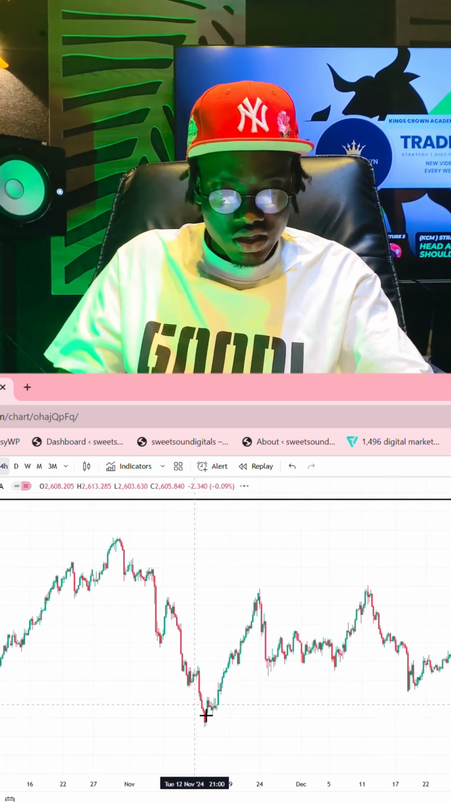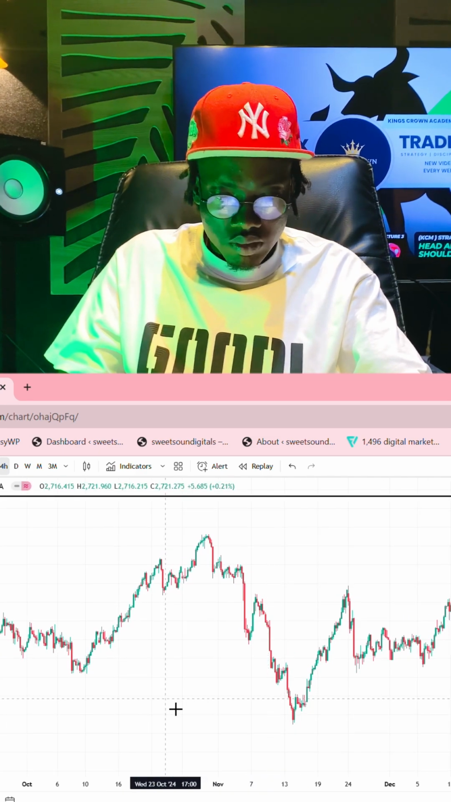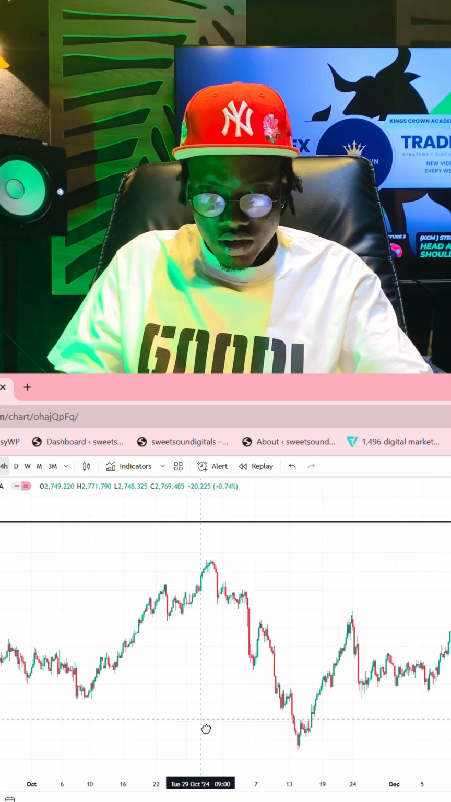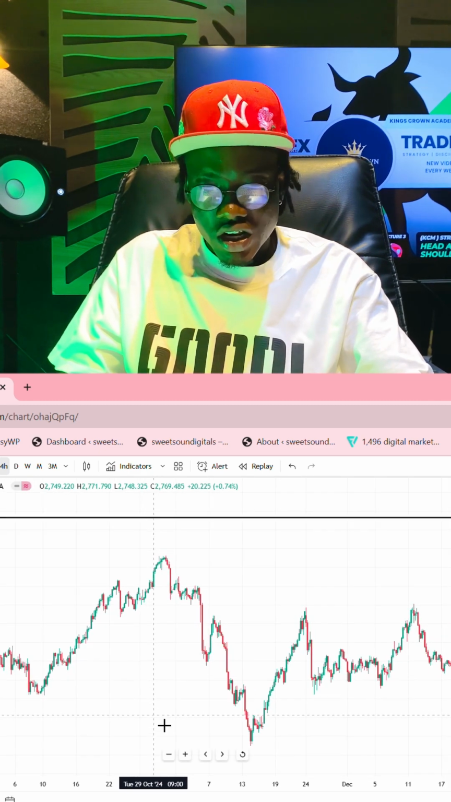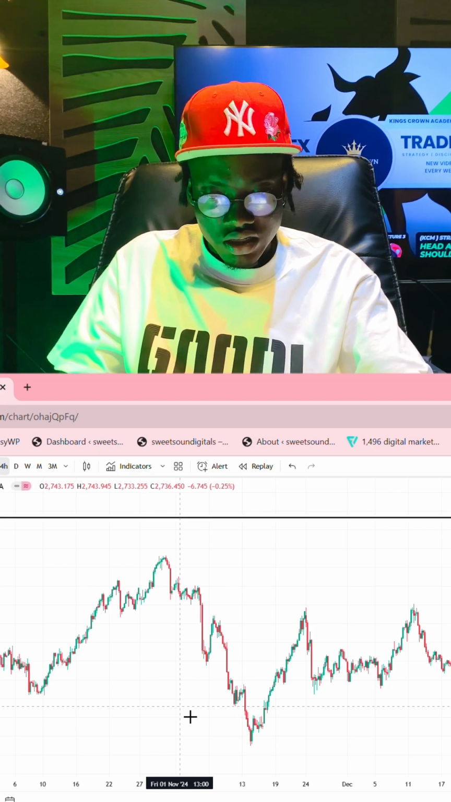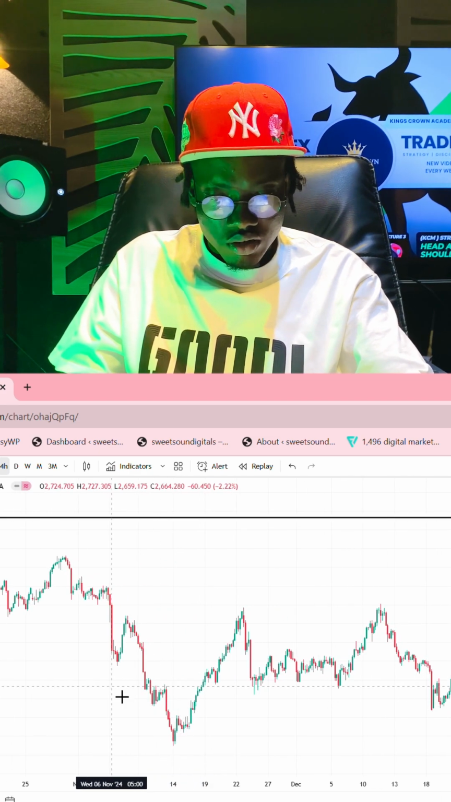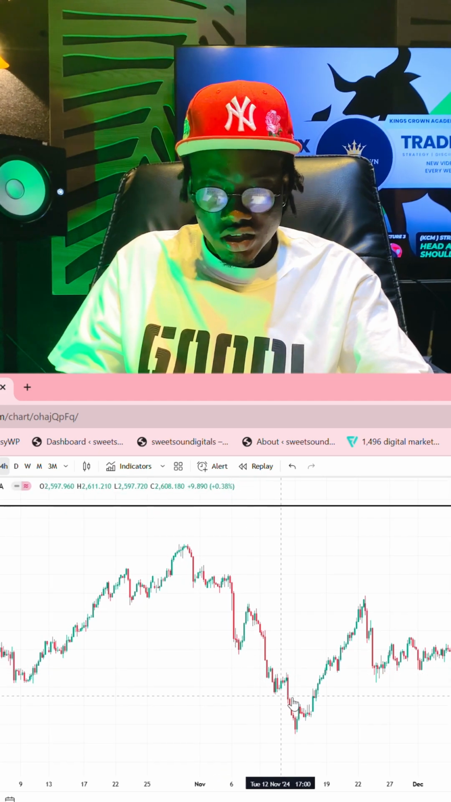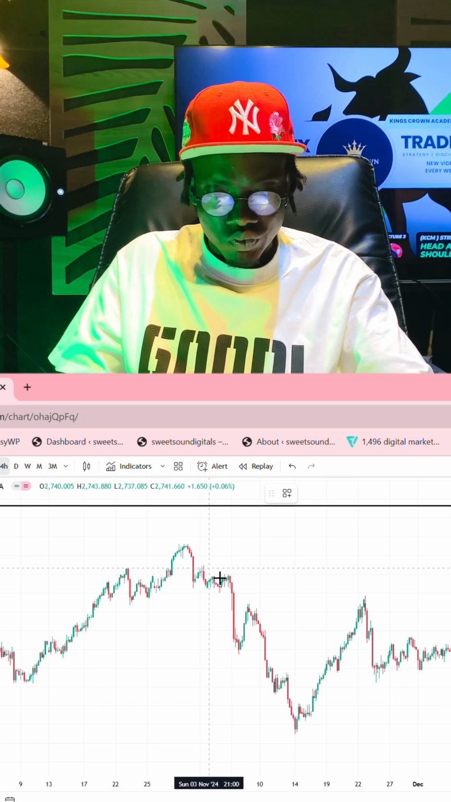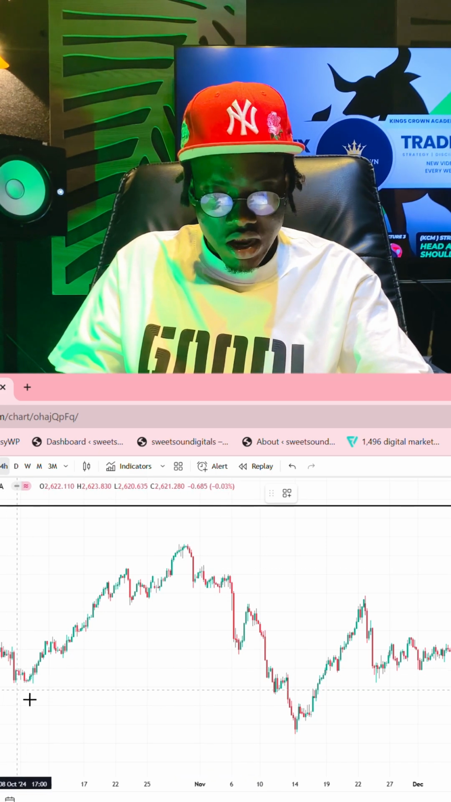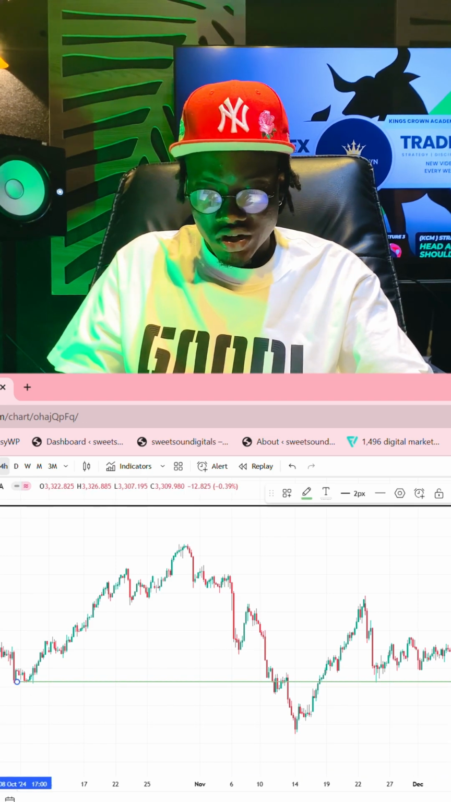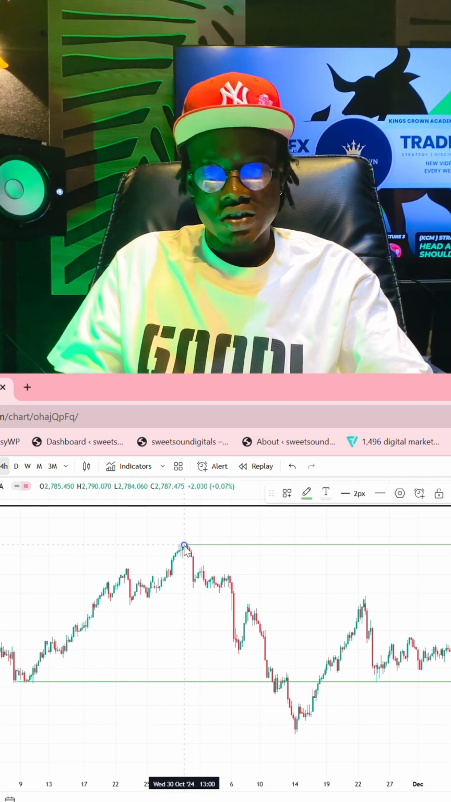Now let's see what happened here again. Let's get our ranges. I'm looking for a sell setup. Let me say this was my range. For example, this is my range. This is also my range. This was my range.